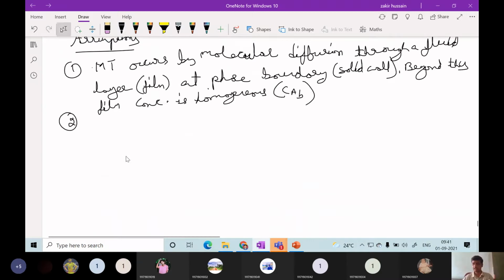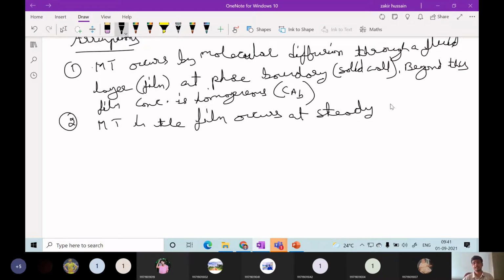So the second assumption is that mass transfer in the film occurs at steady state. Can anybody tell what is steady state? Change in any quantity with respect to time is 0. It is independent of the time variable. That is called steady state.